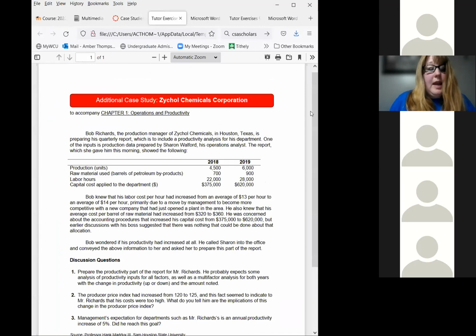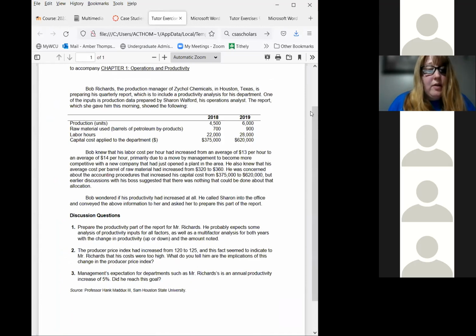They're asking you to prepare the productivity part. So what would that look like? We're given 2 years here. We're given the consumer price index or the producer price index has increased. So what might that look like if we were going to do this together? Maybe an Excel sheet.